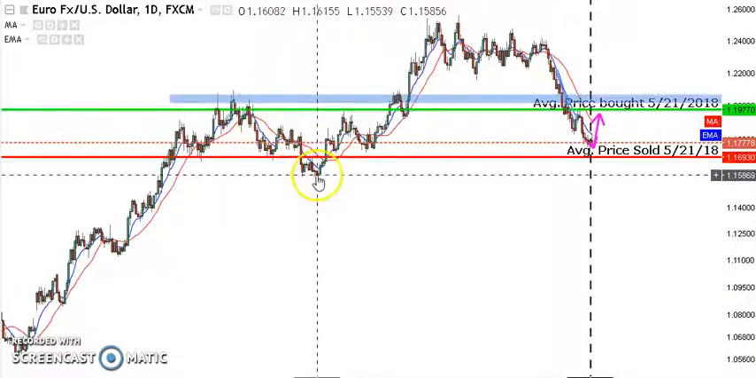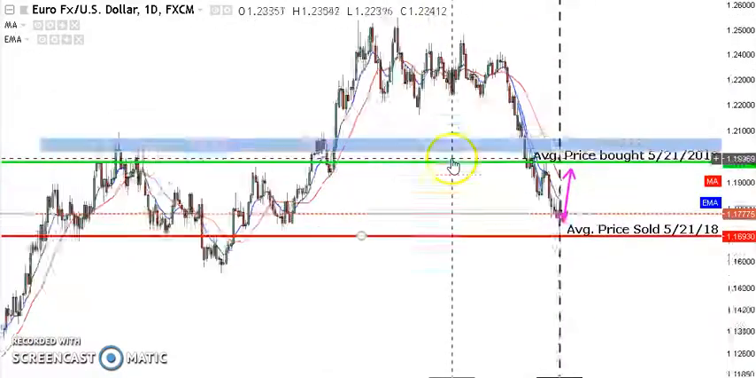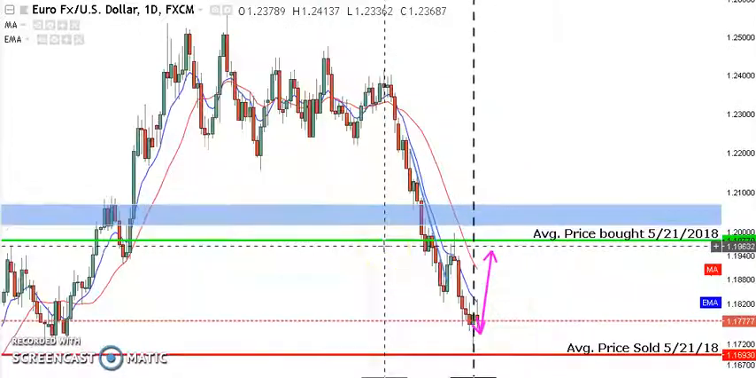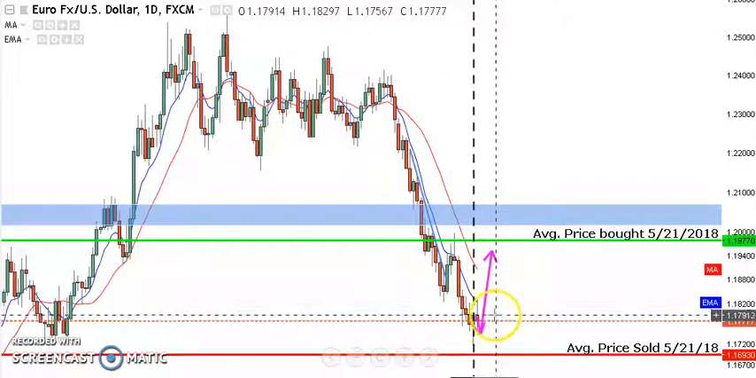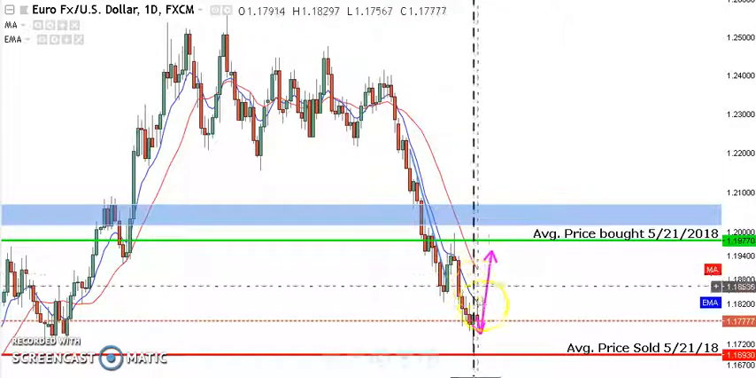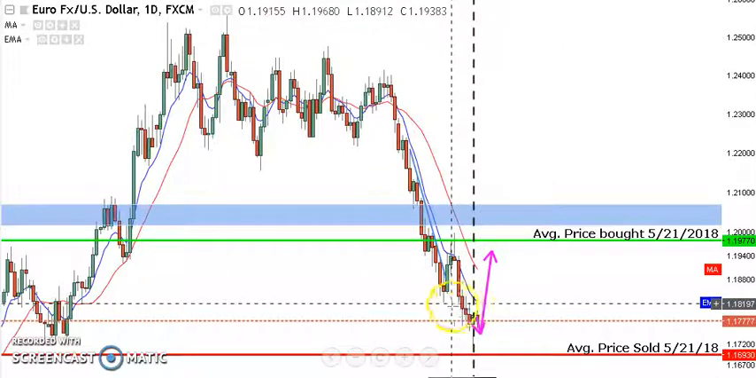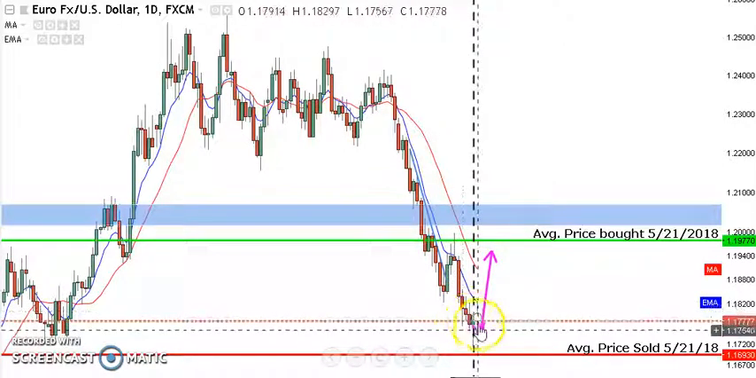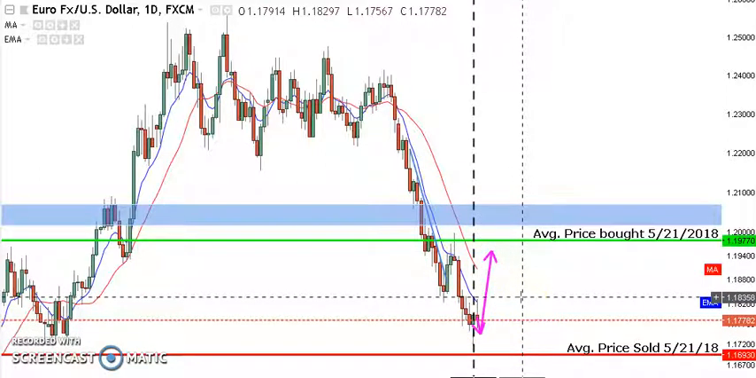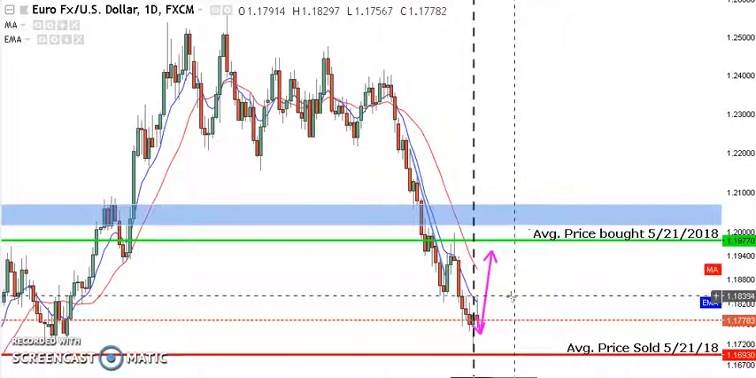So higher high, higher low, higher high. And this one, I believe, would be the higher low, just because the average price bought was way up here. I honestly believe since they came down here, a lot of their stops were placed in this area, which is why they came down so much further. And now I feel like price is starting to rally up.